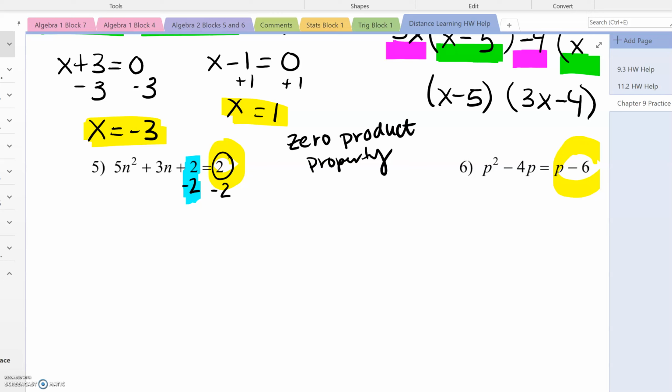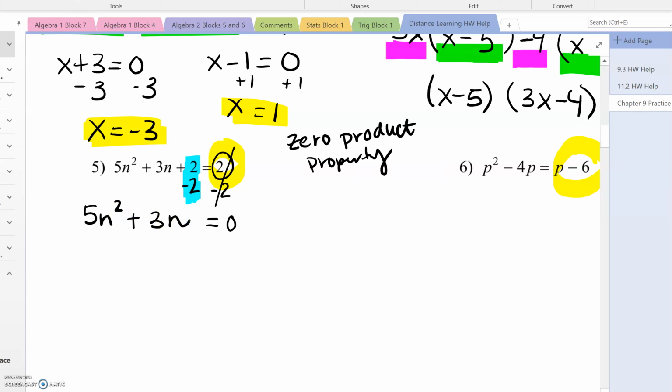You can't take 5n squared minus 2 and get 3n squared. It does not work like that. Those are not like terms. So if I subtract 2, that's going to give me a 0 on this side. That's what I was going for, so I can use the zero product property. And then I just have 5n squared plus 3n equals 0.